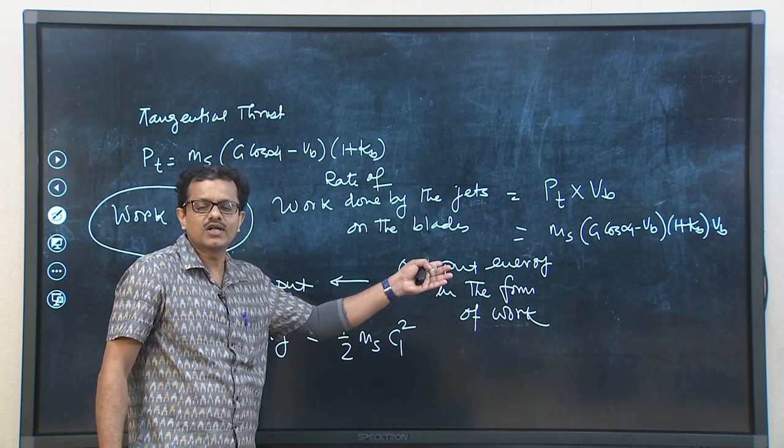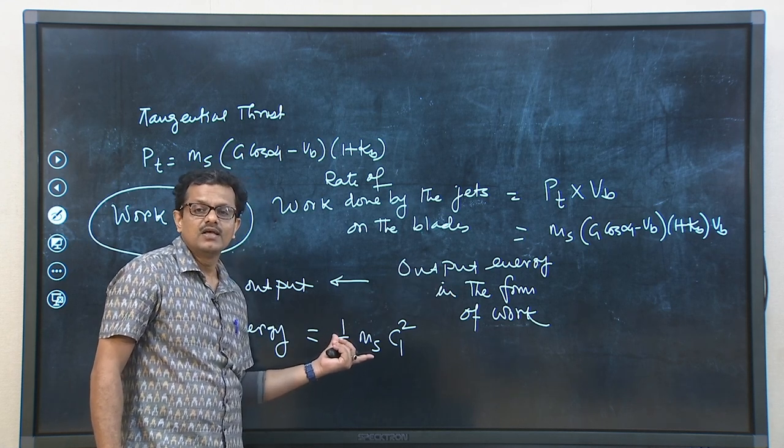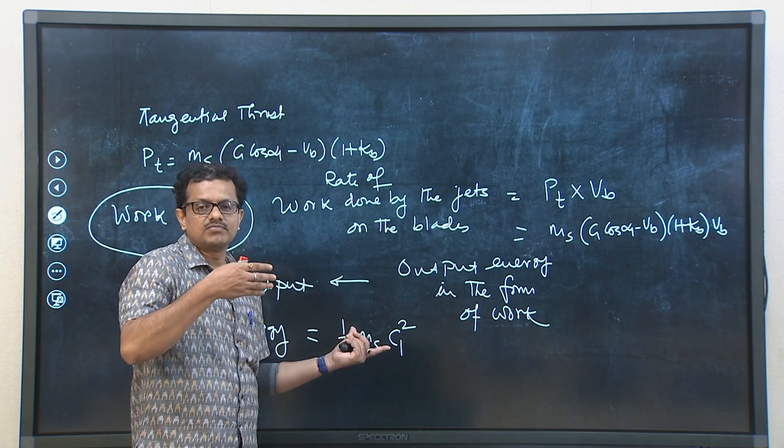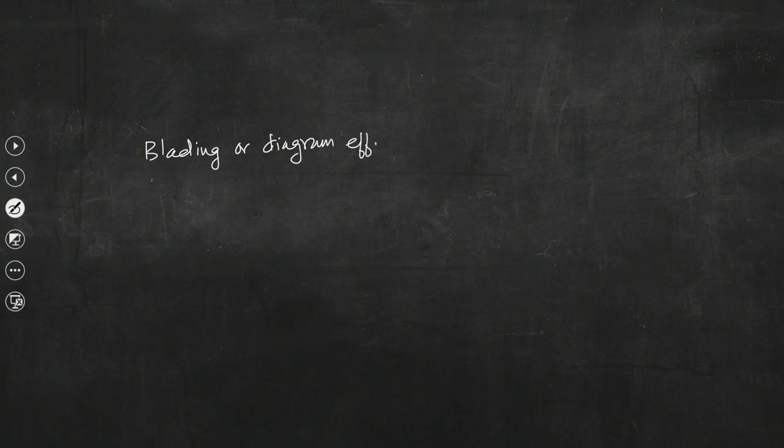So, the work that we are going to get at the shaft of the turbine should not be equal to the input energy that we are supplying through the steam jets. So, we can estimate the efficiency, and that efficiency is known as blading efficiency or diagram efficiency. So, blading or diagram efficiency is called eta b, or if it is diagram efficiency, eta d.